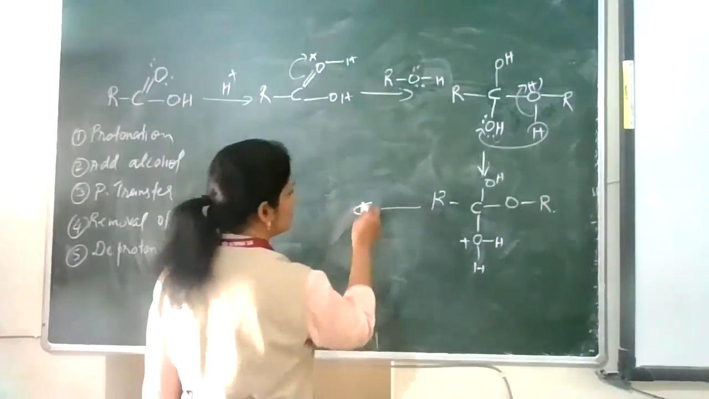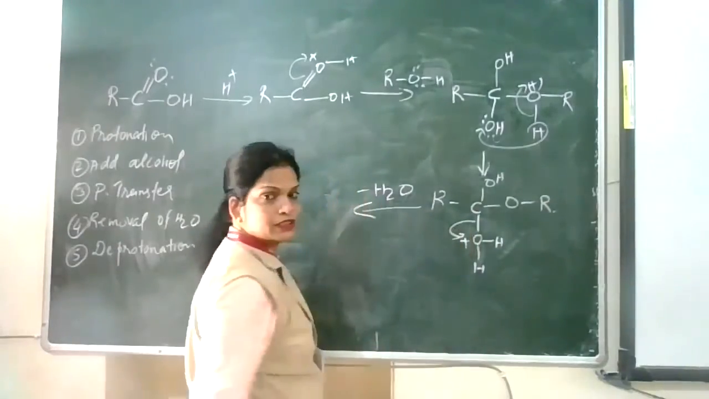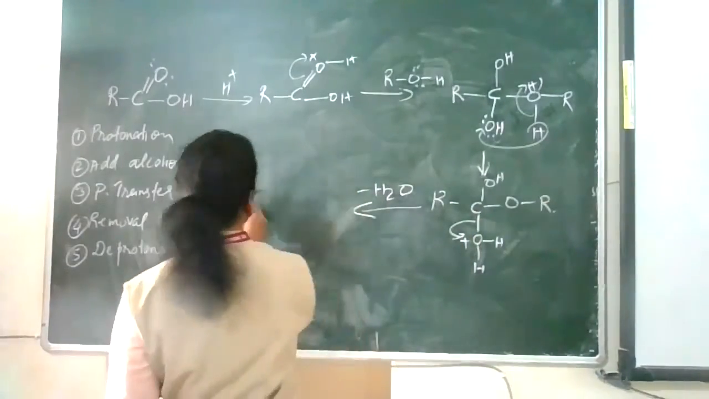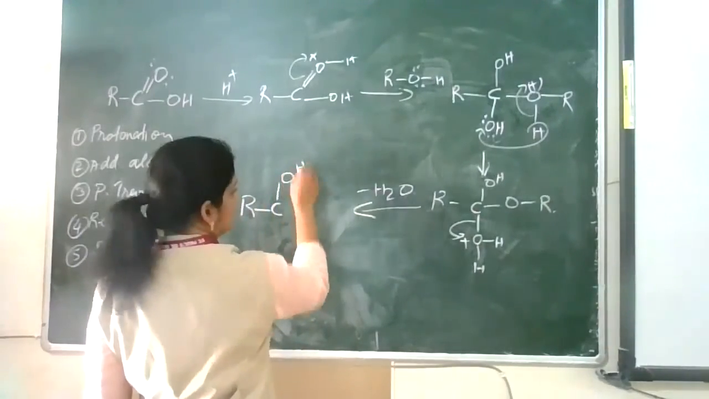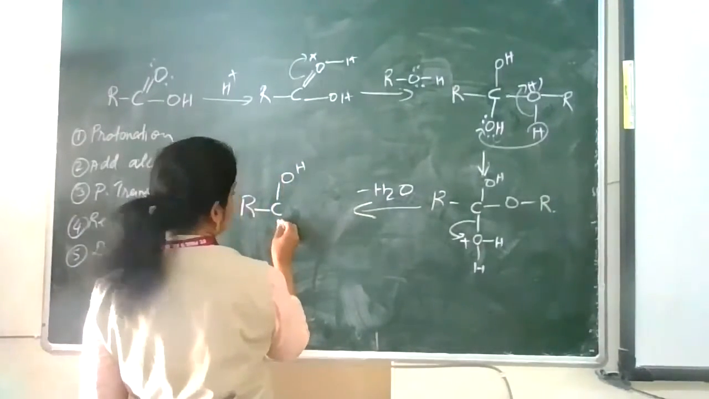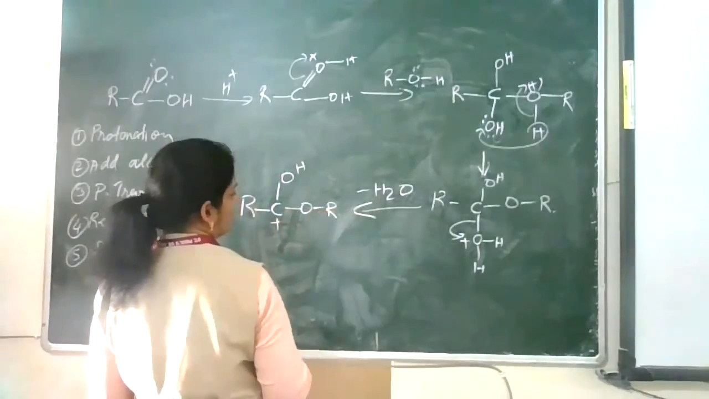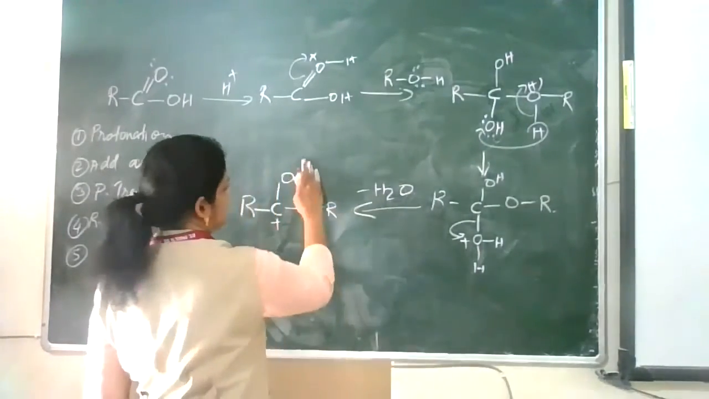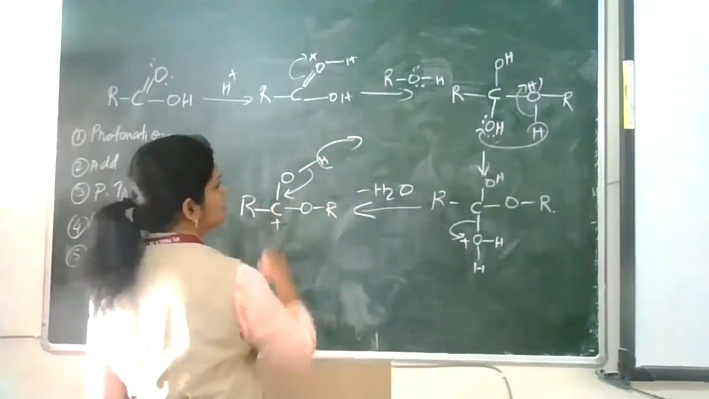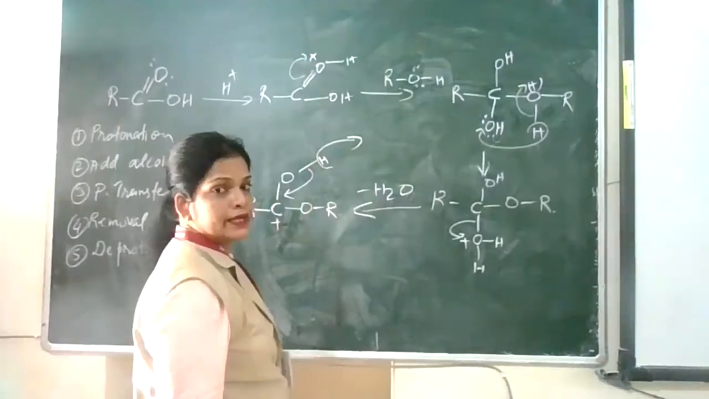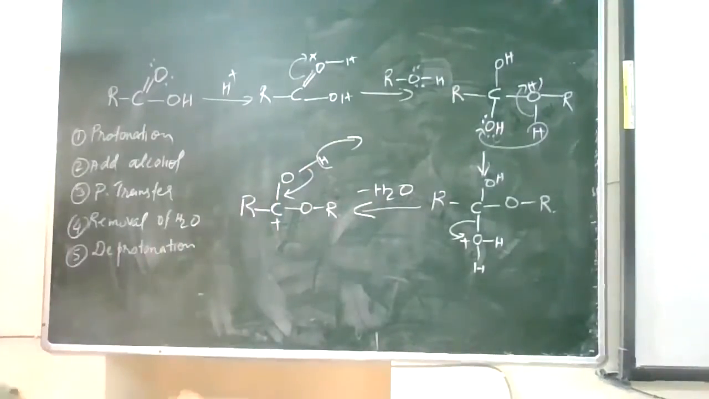Next is removal of water, minus H2O. This pair of electrons will be taken to cancel the positive charge, so that water will be removed. So here R C OH, then plus OR. Next is deprotonation: this H will go as H plus, and the pair of electrons will be taken to cancel that positive charge.